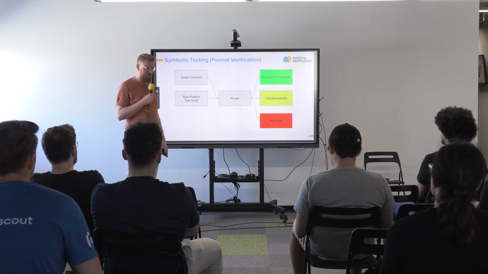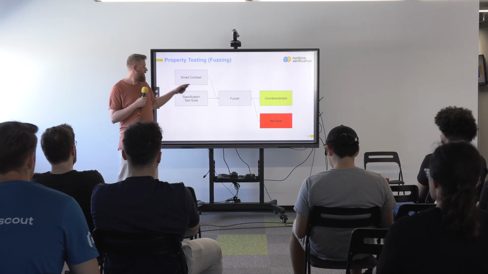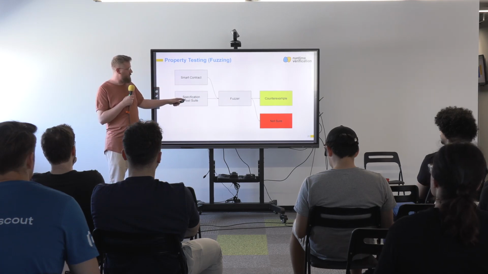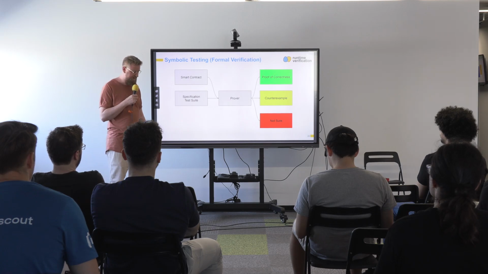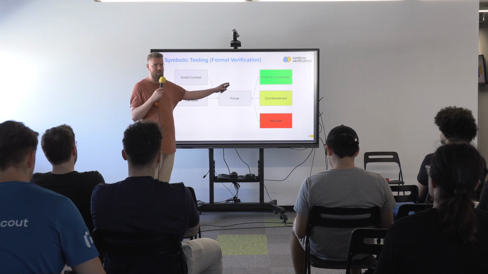So now what is symbolic testing? Instead of a fuzzer in the middle, you have a prover. You still have just a smart contract and the specification, so all things stay the same. But your outputs are a little bit different. There's an additional output.